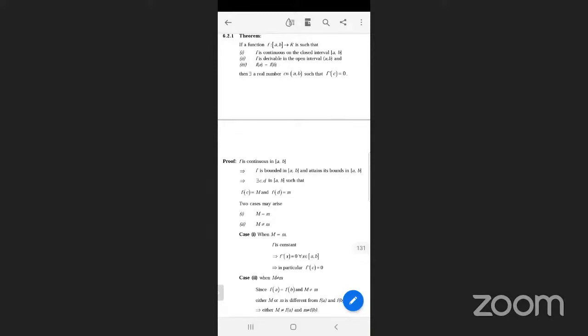First case, when both bounded below and bounded above are the same. Let us suppose that whenever a particular function has both bounded below and bounded above the same, then we can say that it is a constant function. For example, f(x) equals 2, with lower limit 2 and upper limit 2. So that is a constant function. For that kind of problem only will we get bounded above and bounded below the same.